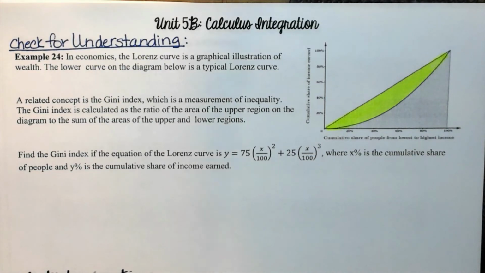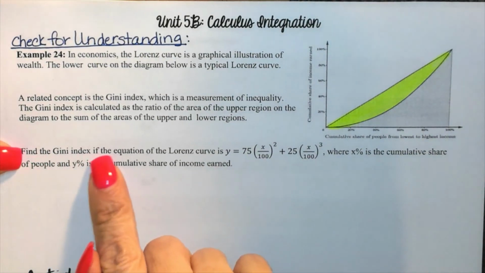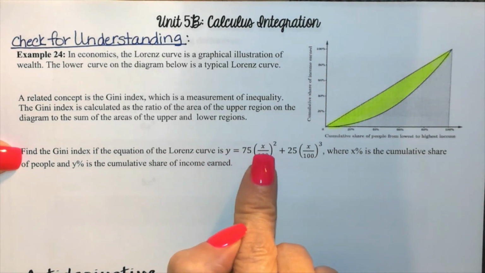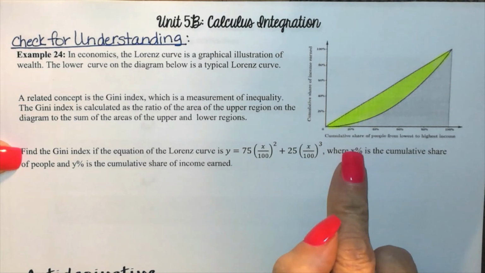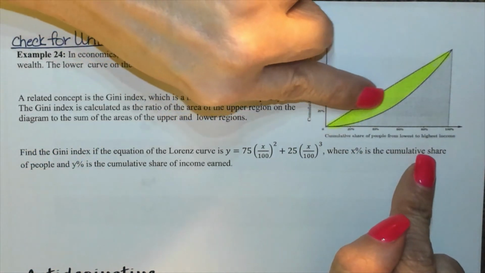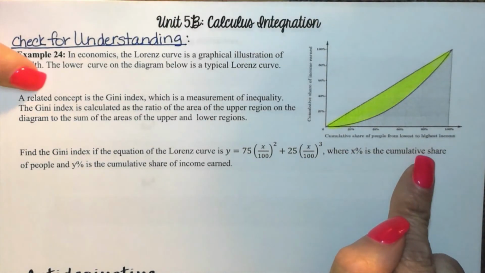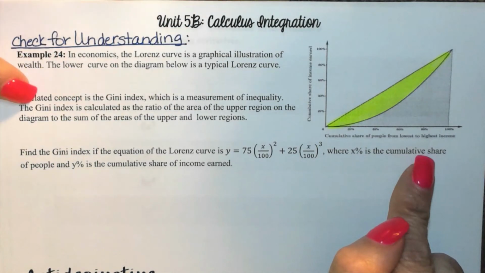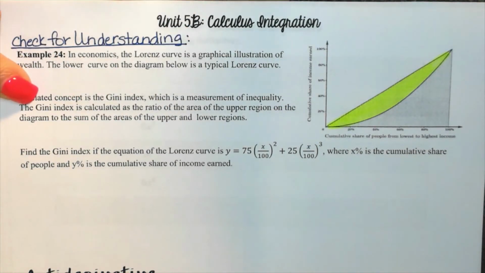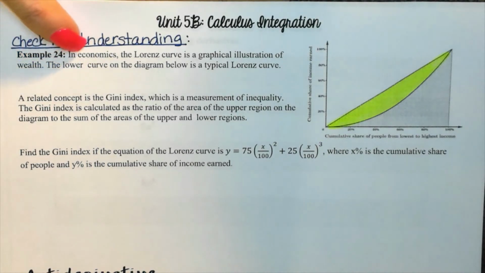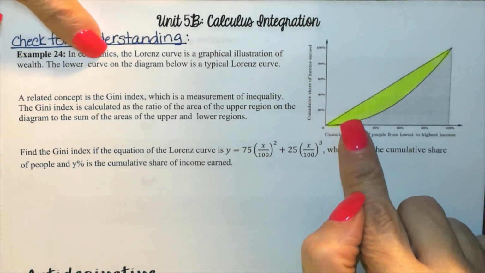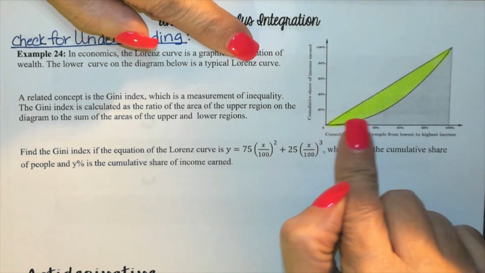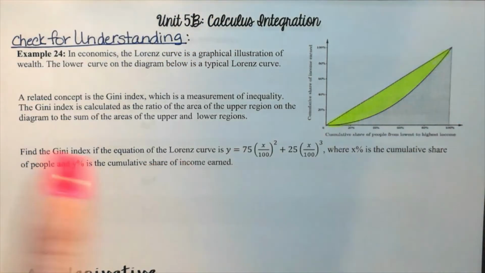Now, find the Gini index if the equation of the Lorenz curve is 75, blah, blah, blah, of this, where x is the percent of the community. So you're trying to find this right here. A related concept is the Gini index, which is a measure of inequality. The lower curve on the diagram below is a typical Lorenz curve. Okay, this is a typical one.